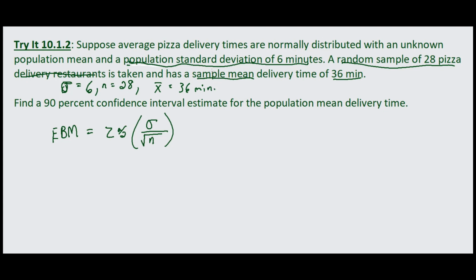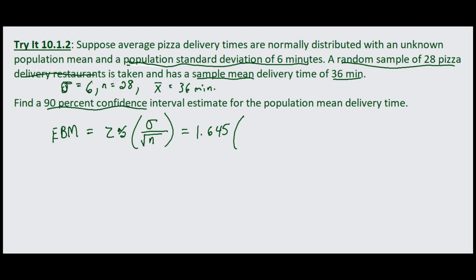So let's find our margin of error for our confidence interval first. That's the EBM. So what is the z-score for 90% confidence? We should know this one for 90%. We should know 95%. We should know 99%. What those levels of confidence, what z-score they correspond to. So for 90% confidence interval, we're looking at a z-score of 1.645.